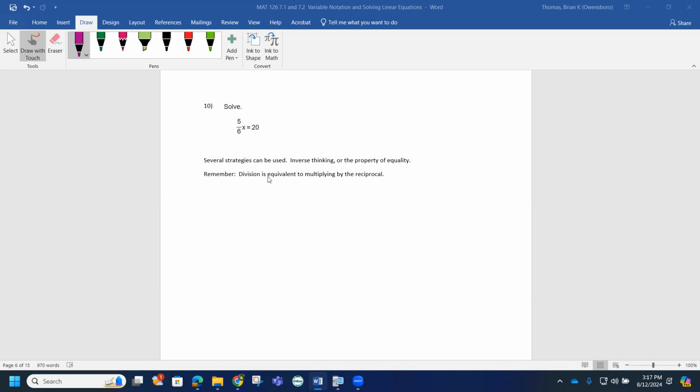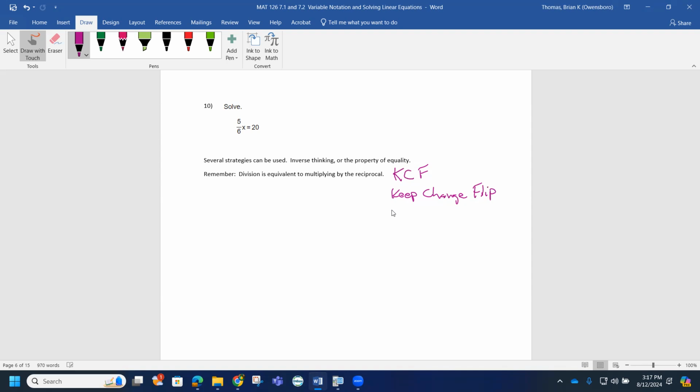Now remember, division is equivalent to multiplying by the reciprocal. That's something we've learned over the years: instead of dividing, we can multiply by the reciprocal. A lot of times we call this KCF, keep, change, flip, our strategy.